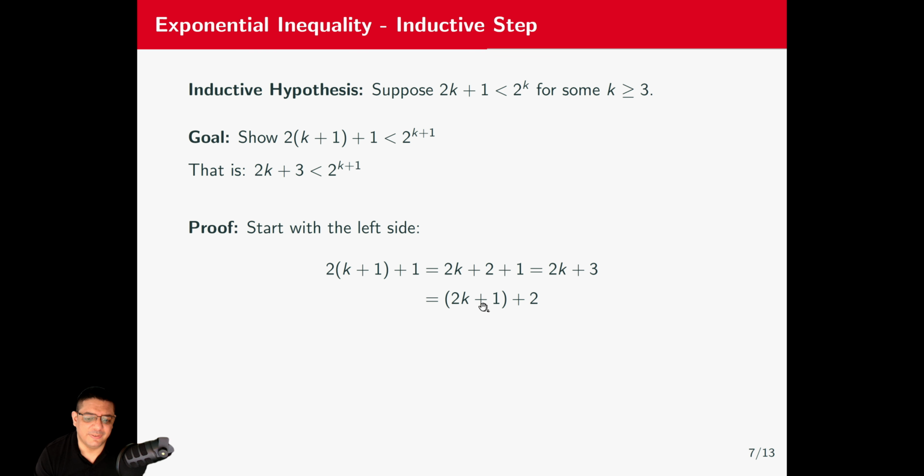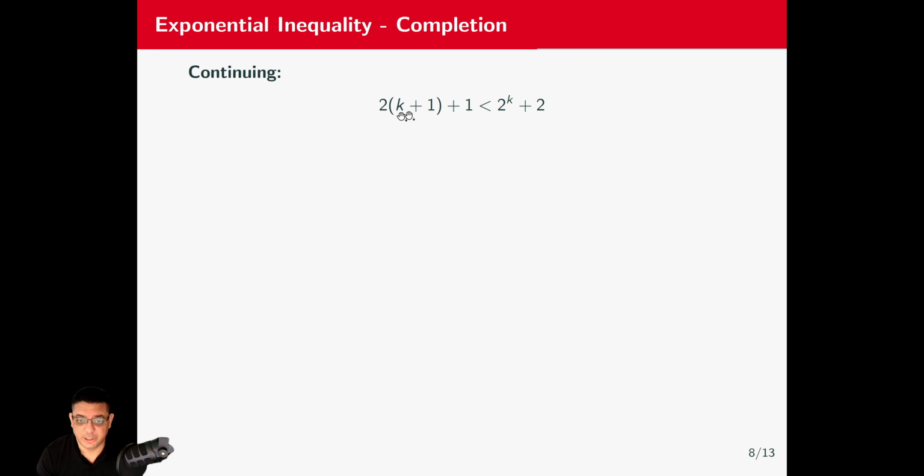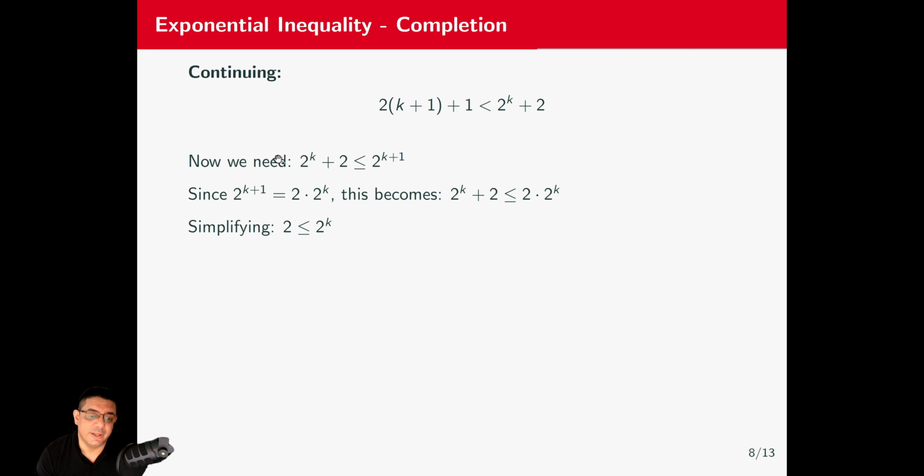So 2(k plus 1) plus 1 is just going to be 2k plus 3. But that also can be seen as 2k plus 1 plus 2, right? Now, by inductive hypothesis, 2k plus 1 is less than 2 to the k. So this piece is less than 2 to the k, and this is 2. So overall, we have that 2k plus 3 is less than 2 to the k plus 2. Then, from here, notice 2 to the k plus 2 should be less than or equal to 2 to the k plus 1, or we want to prove that.